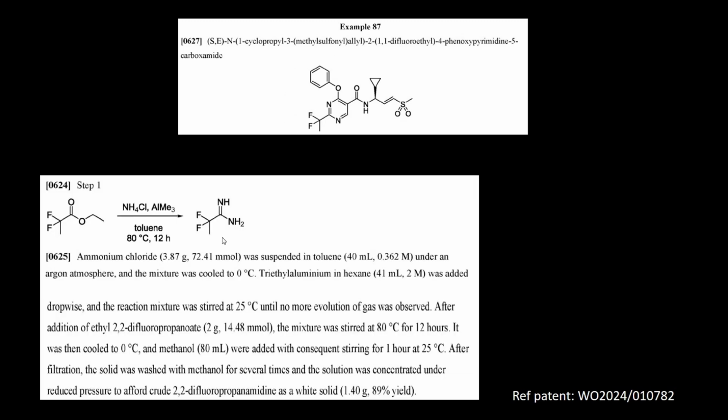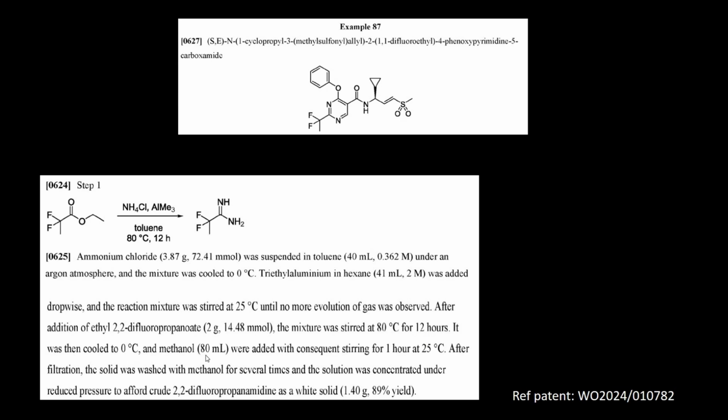this amidine. And the procedure which they have shown in this patent is like this: ammonium chloride, almost 5 equivalents, taken in toluene, treated with trimethyl aluminum in hexane solution at 0 degrees Celsius until no evolution of gas was observed. This gas comes from the reaction of trimethyl aluminium with the ammonium chloride, which evolves methane gas. When there is no evolution of gas, you have to add this ester and heat this reaction at 80 degrees Celsius.